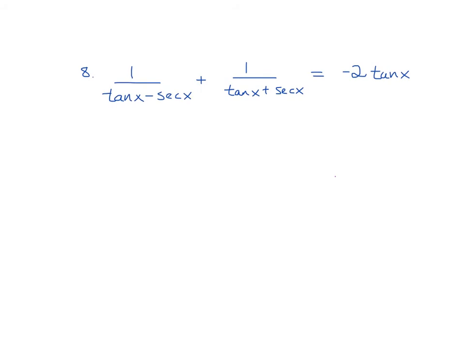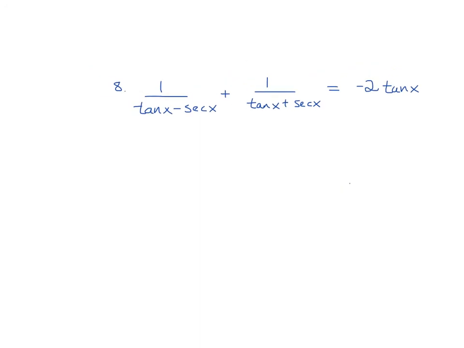We did something similar to this, I think it was sines instead of tangents, but same idea here. What I'm going to do is get a common denominator. So my common denominator is actually going to be both of these. So my first fraction is missing the tangent x plus secant x. And the second fraction is missing the tangent x minus secant x.